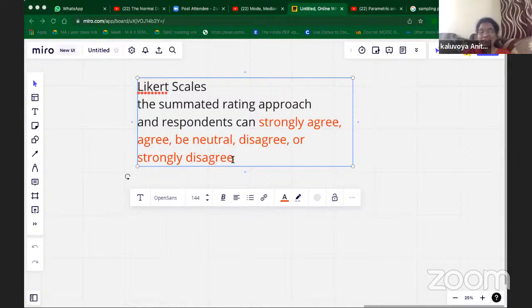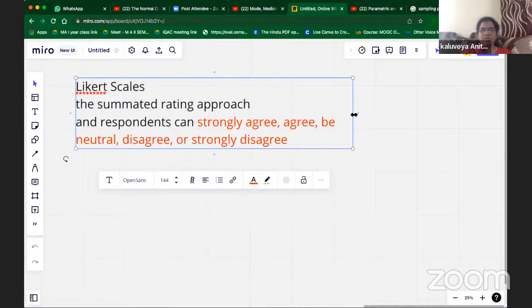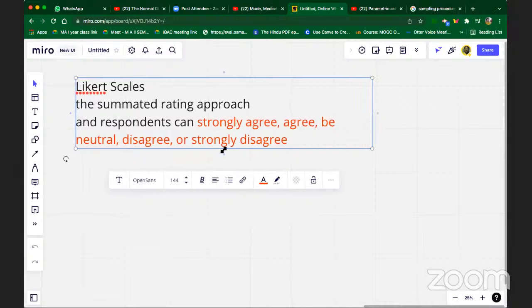The basic procedure for developing this Likert scale has a few important points that you can make note of. I'll just place them over here. I hope you all are able to see my screen. Yes, madam, we are able to see, sir. Okay.